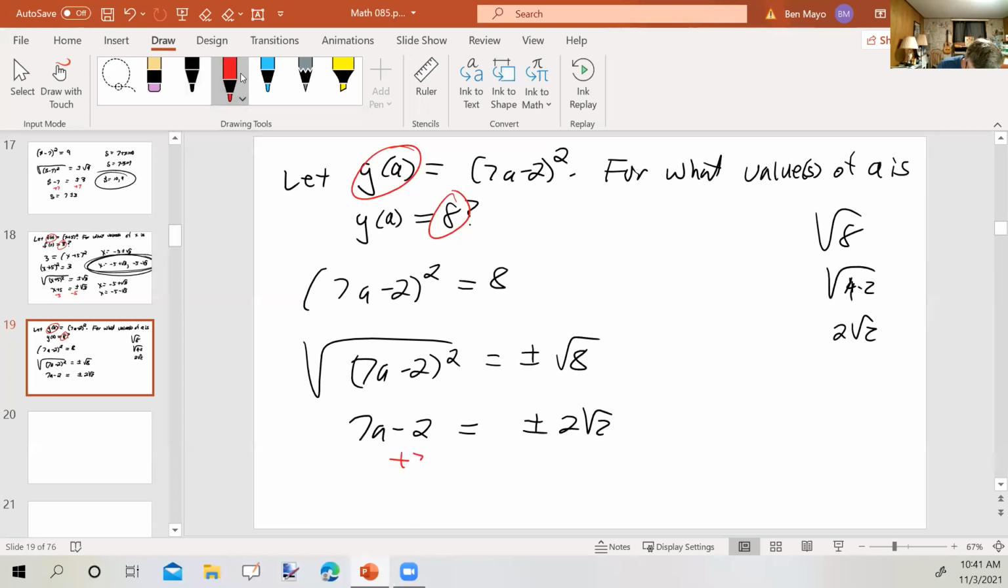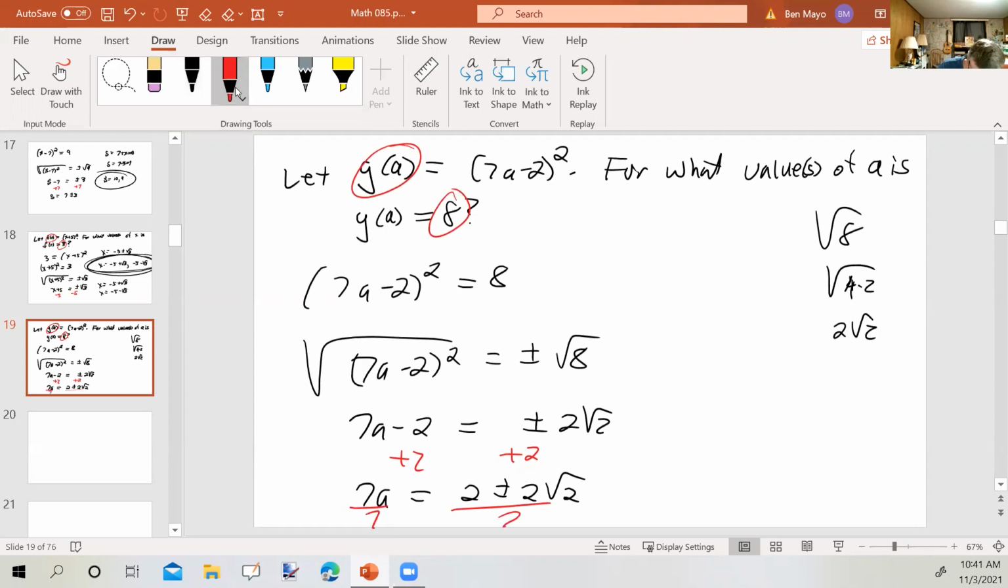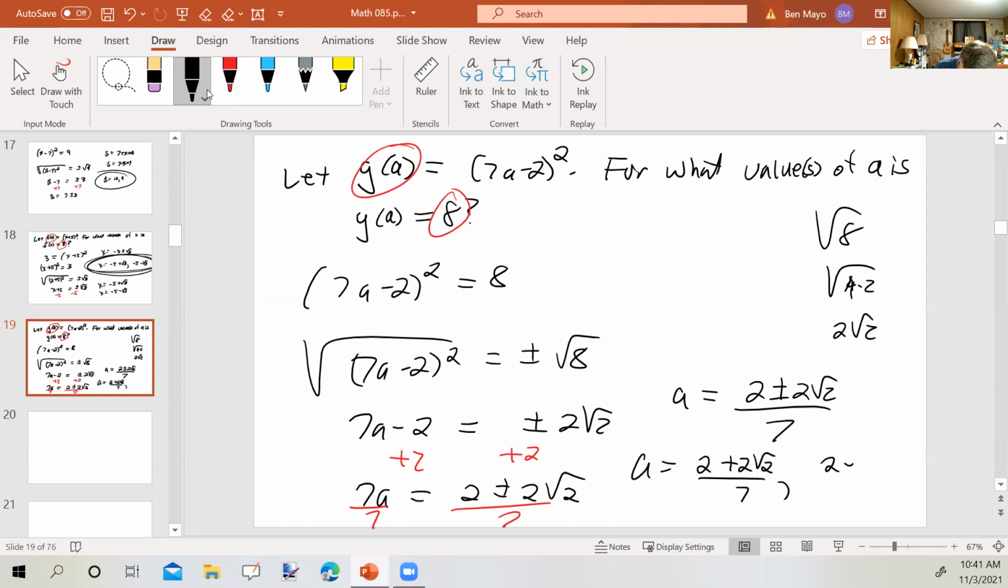So next, I'm going to add 2 to both sides. So now I've got 7a equals 2 plus or minus 2 square roots of 2. Then I'm going to divide both sides by 7. So I'm going to have a equals 2 plus or minus 2 square roots of 2 all over 7. So to write those as separate answers, a equals 2 plus 2 square roots of 2 all over 7, 2 minus 2 square roots of 2 all over 7.